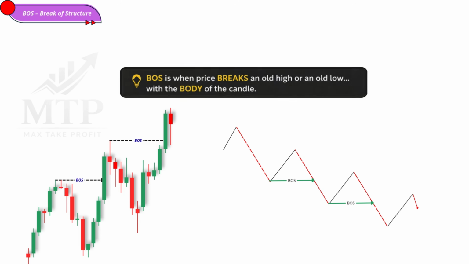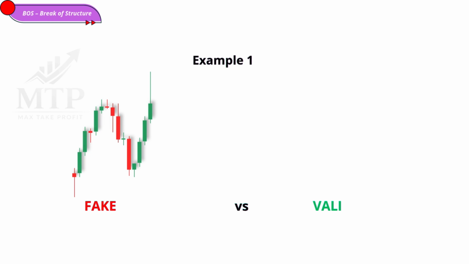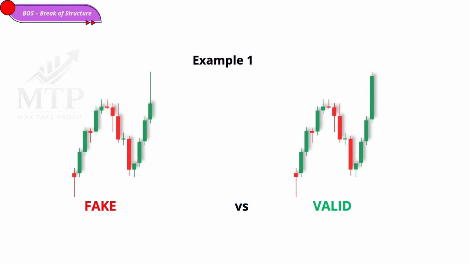Let's look at them. Example 1. Fake versus valid. The body versus the wick. First trap, the classic one. Look at this candle. You see a long wick that pierces above the old high. At first glance, you think, price broke it. That's a BOS. I'm buying. Fake. Look at the body of the candle. It did not close above the high. It stayed below. This is a false BOS, a fake breakout. Price just poked above to grab some stops and then came right back down. This is the classic liquidity sweep you now know about.